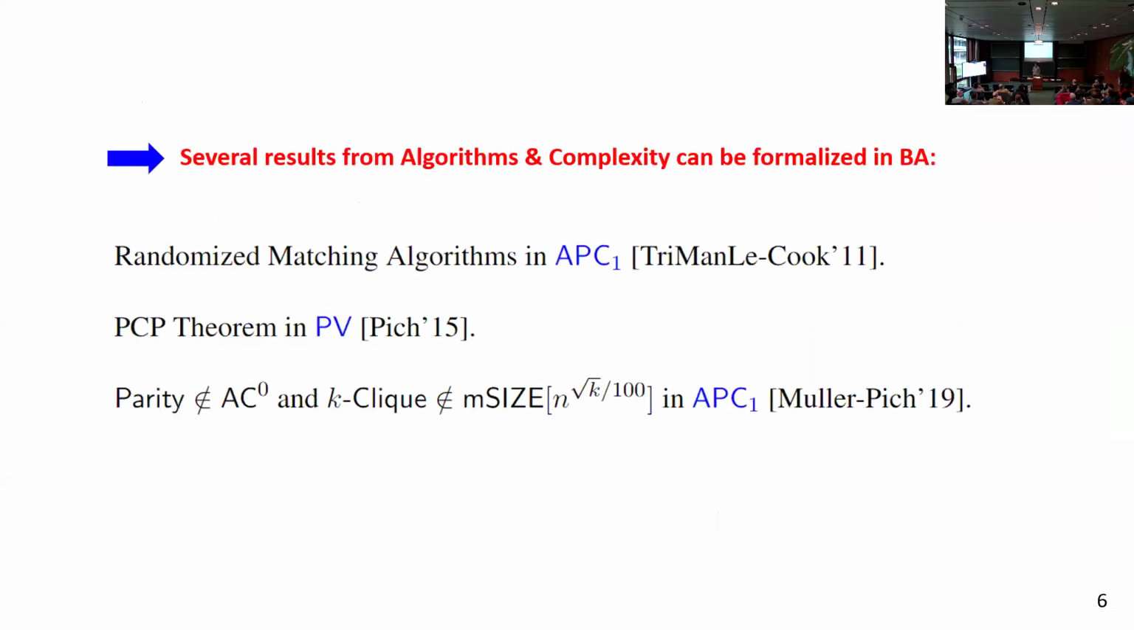Okay, so here's just an example of some of the theorems we can formalize in these theories. We can prove both upper bounds and lower bounds. For instance, we can formalize randomized matching algorithms in APC1.